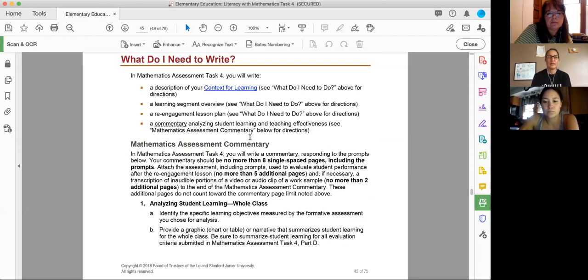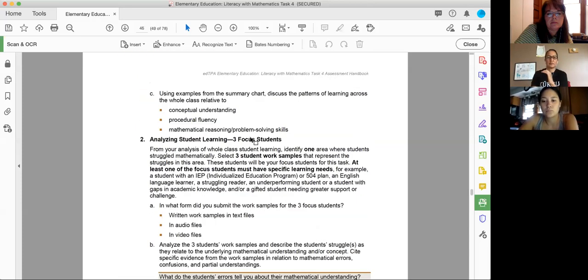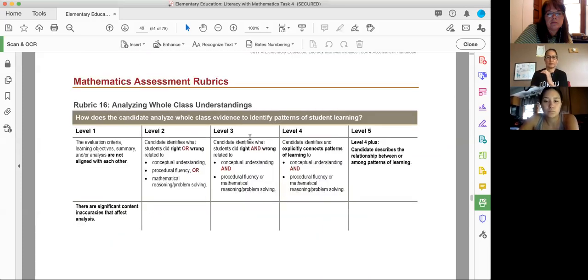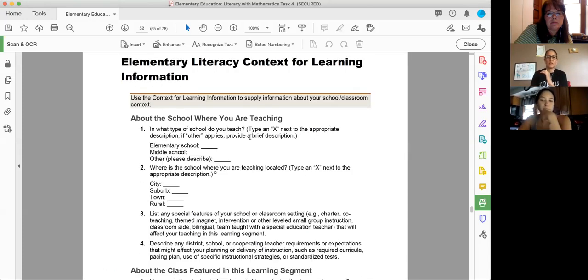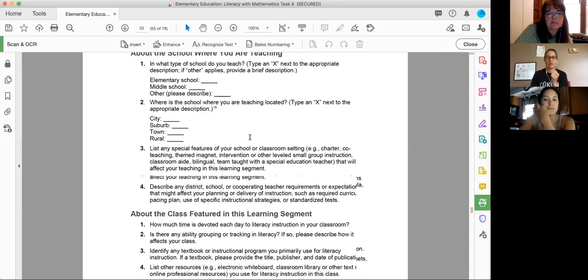So again, like I mentioned, you're going through the whole cycle, right? You write your learning segment, you teach it, you have your assessments, and that's what we're focused on. Let me just pull up the learning segment overview, because that's important to talk about. This is the context for learning, just like you did for the other tasks.